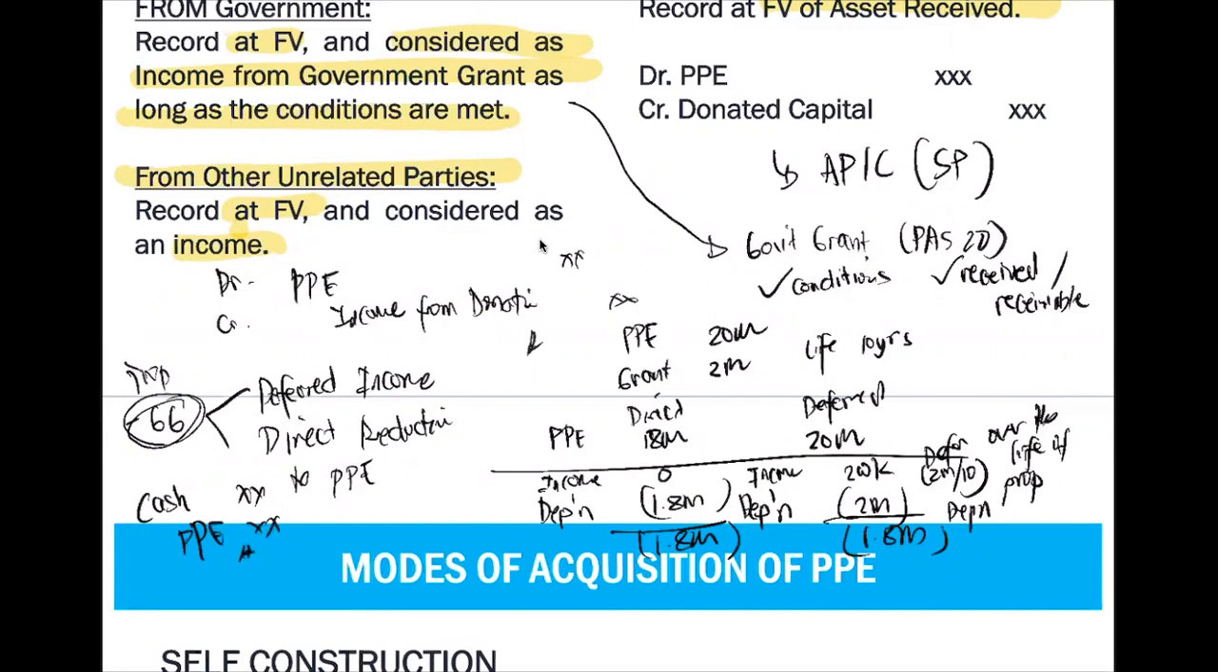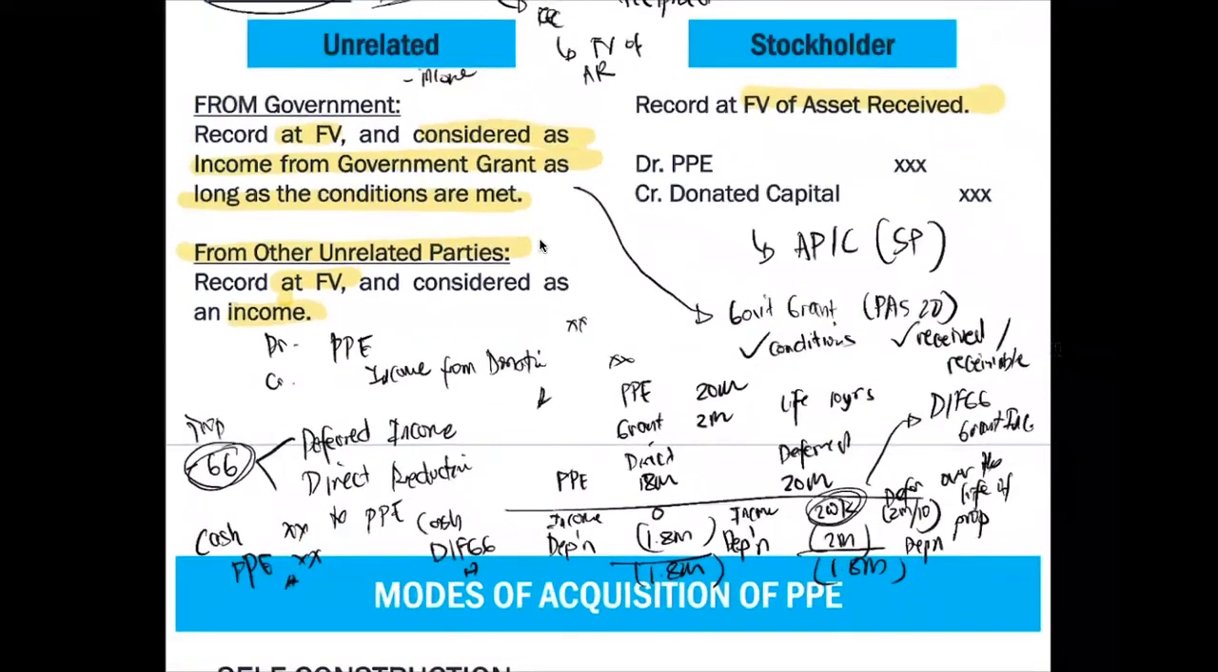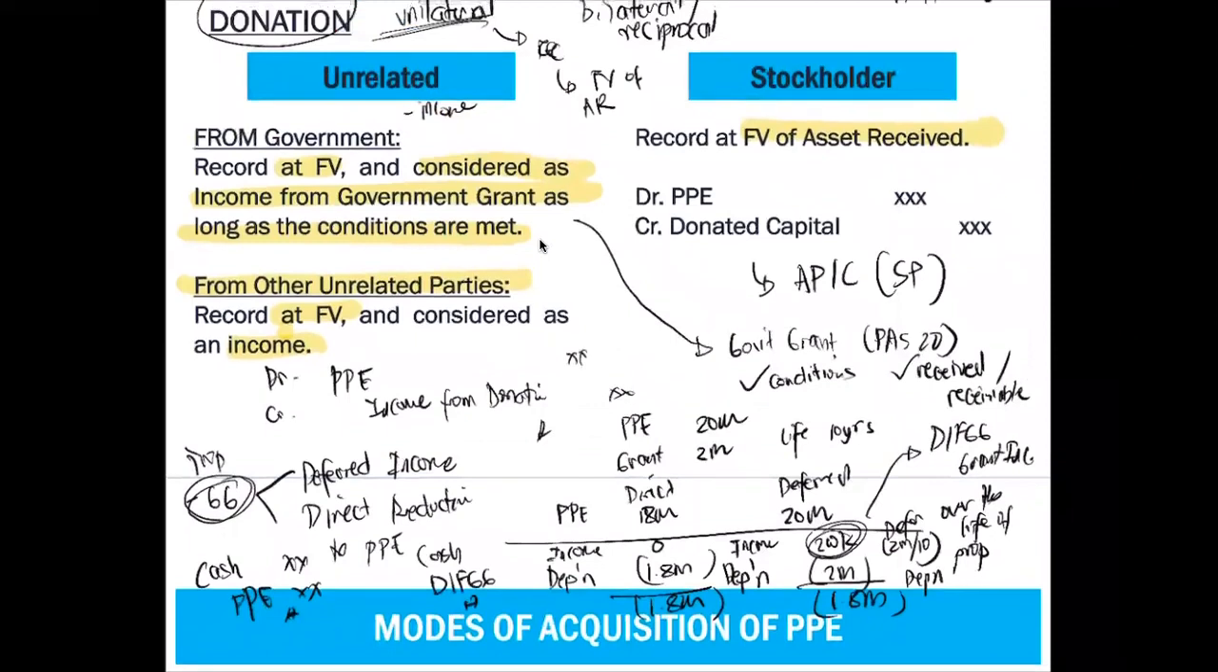Paano naman pagka-deferred siya? Edi debit cash, credit deferred income from government grant. Tapos every year, we have an income from government grant, di ba? So ang gagawin mo, debit deferred income from government grant, credit grant income. Okay? So what is the difference of a donation purely from the government on the property? You just debit the PPE, you credit income from government grant.